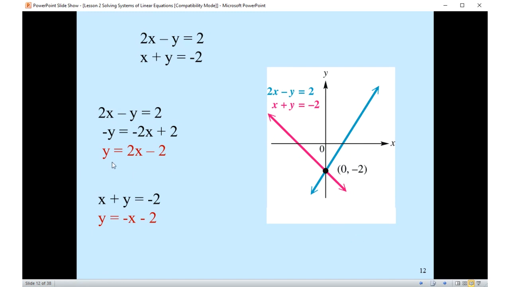By getting y by itself, you can see the slope of this one is 2, and the y-intercept is negative 2. And the slope of the other equation is negative 1, and it has a y-intercept of negative 2. And if you plot them, you find the point (0, -2) is where they cross. This system has one solution. They have a different slope and a different intercept.